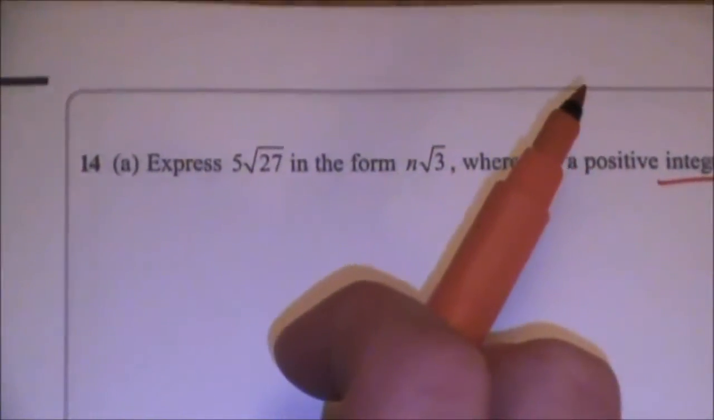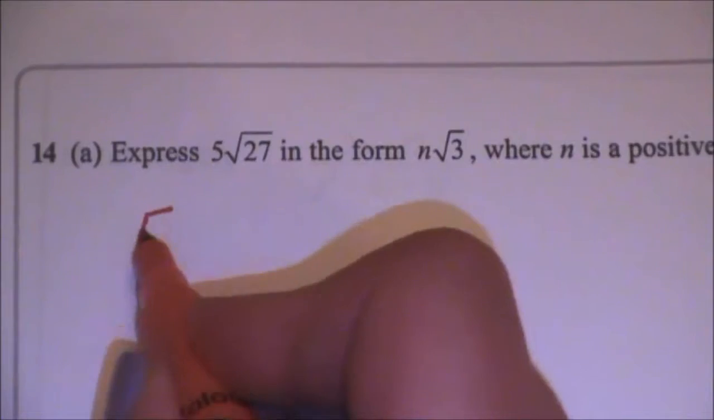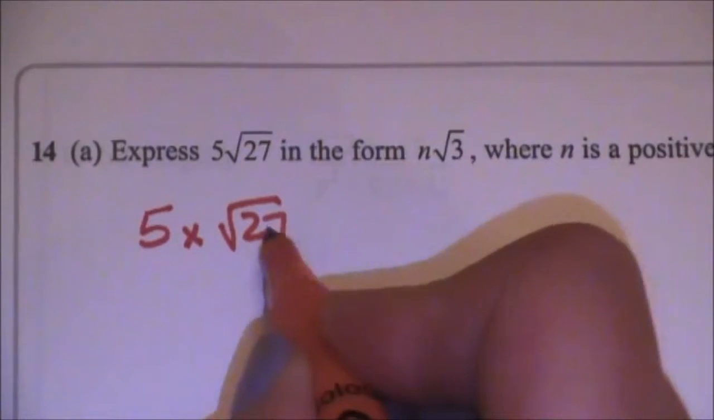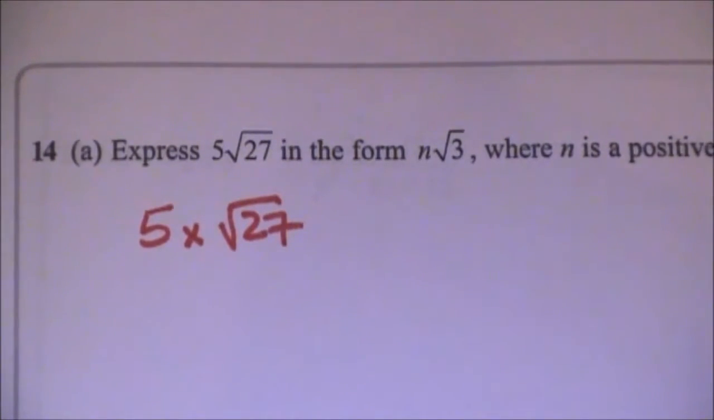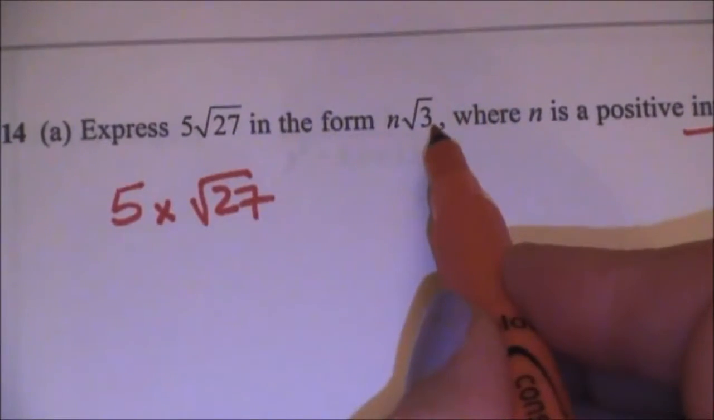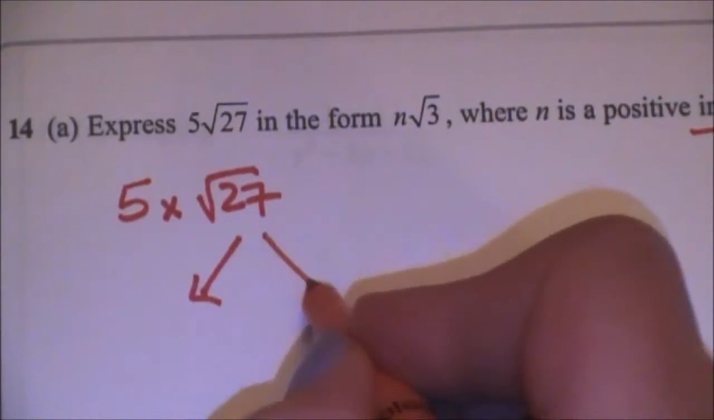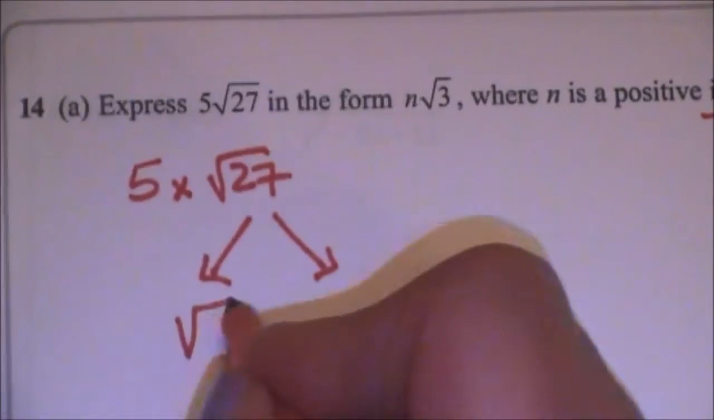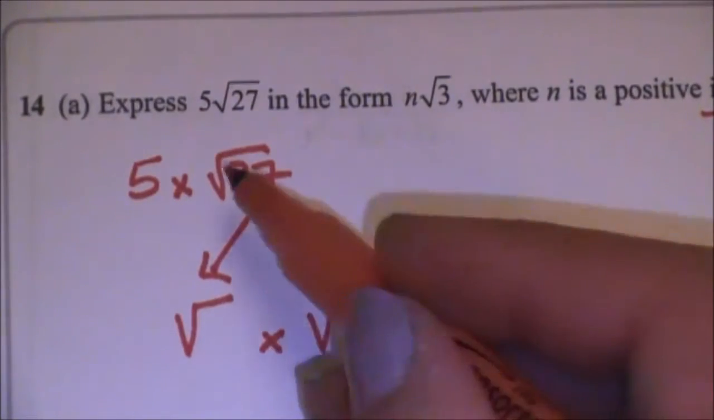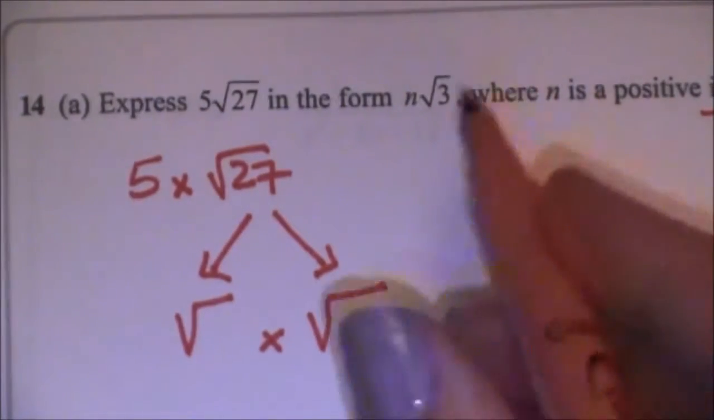Now, first thing I need to do in order to address this is to understand what 5 root 27 actually means. And it means 5 times by the root of 27. Now that's still not really any use to me. Keep it in mind, I don't want that root of 27. I want it to be a root of 3. What I need to do now is break up that root into 2 other roots. And I need to decide then what 2 roots multiply together in order to give me 27. And preferably I'd like one of them to be root 3.